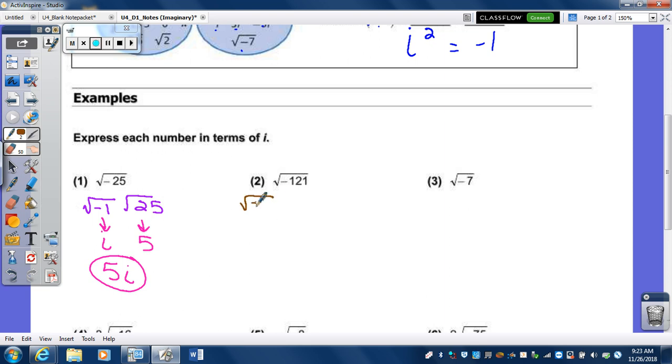So for the second one, again, we would separate it into the negative 1 and then the 121, because 121 is a perfect square. What is the square root of 121? 11. And then the square root of negative 1 becomes i. So we get 11i from that.